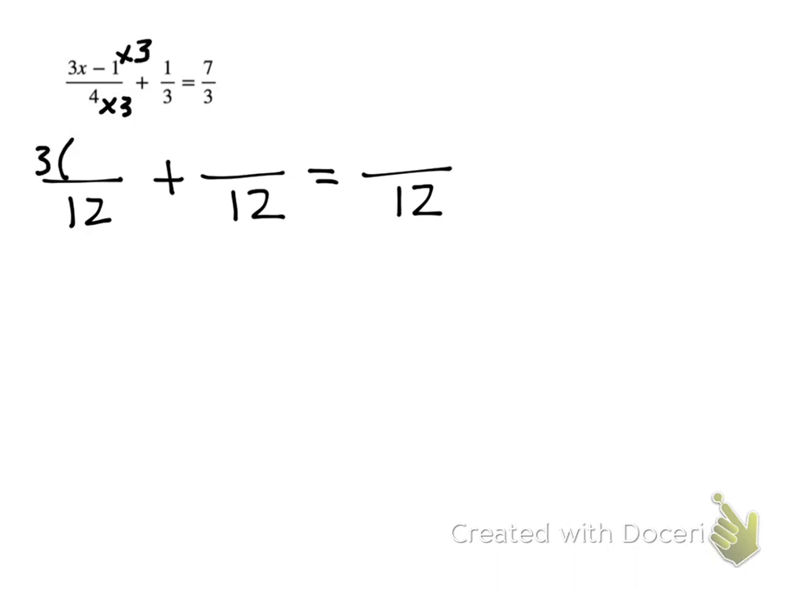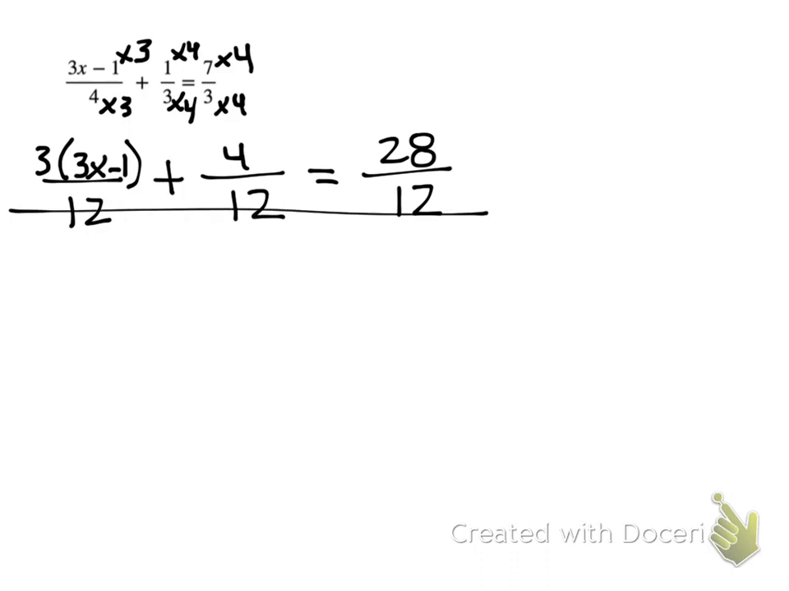So I'm going to have 3 times 3x minus 1 up here. And I'm going to have to multiply these by 4. So I'm going to multiply the tops by 4. And this is going to be 4, and this is going to be 28. Okay? And then what I tell them is, oh, okay, great. The denominators are the same. Now we're just going to cross them right out.